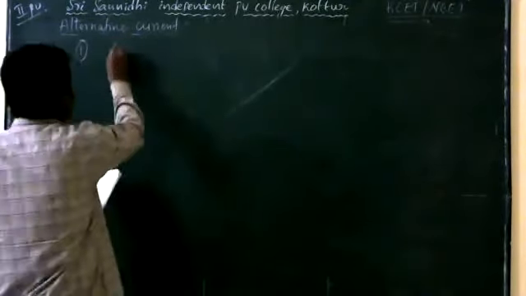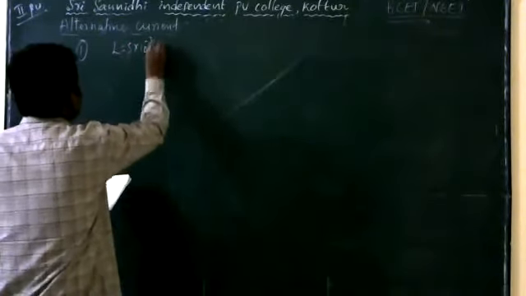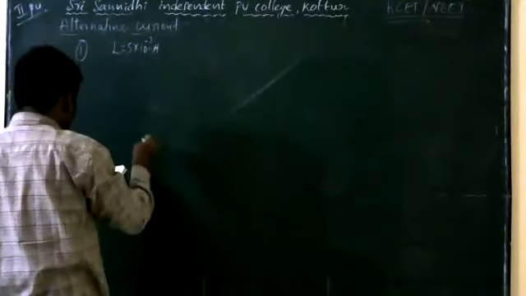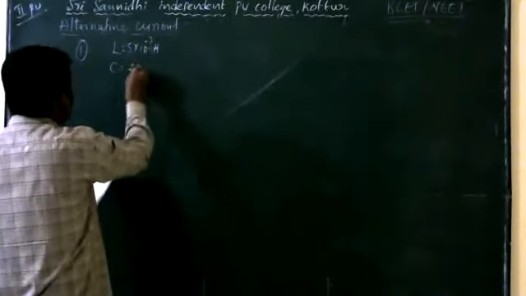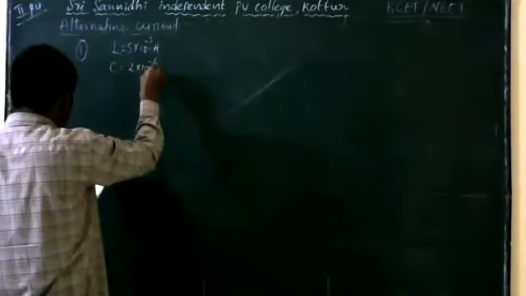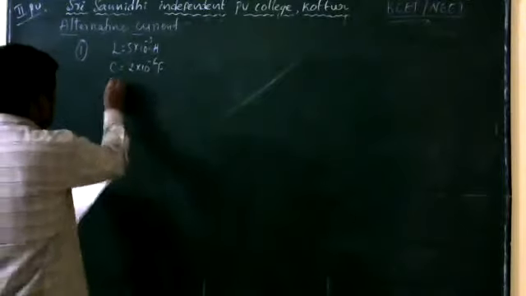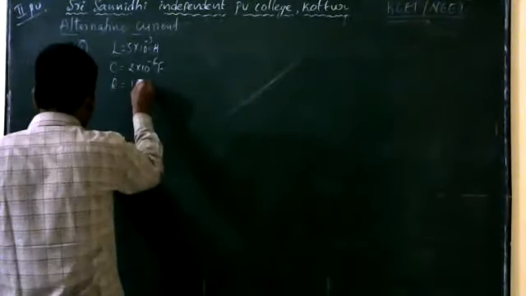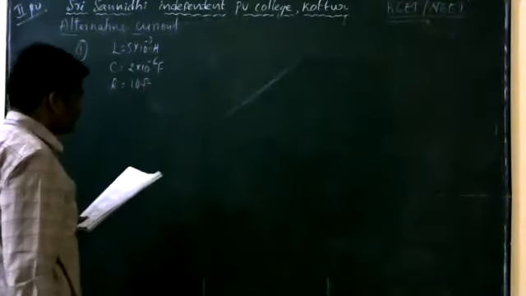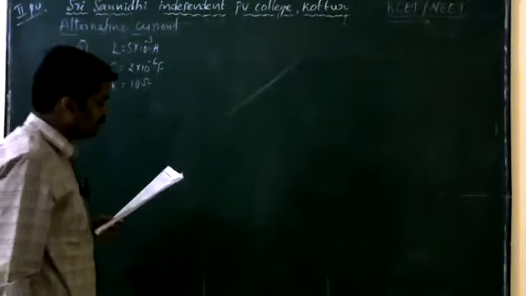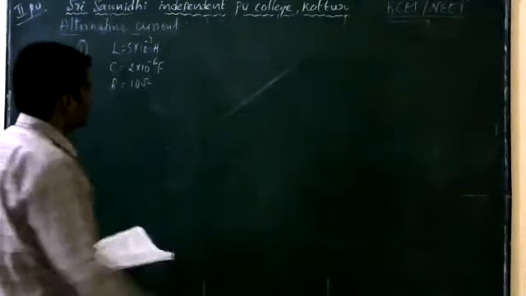L is equal to 5 into 10 to the power of minus 3 henry. Next, the capacitance C is equal to 2 into 10 to the power of minus 6 farads. Resistance is R. The frequency of the AC is varied. What is the frequency at which the maximum power is dissipated?